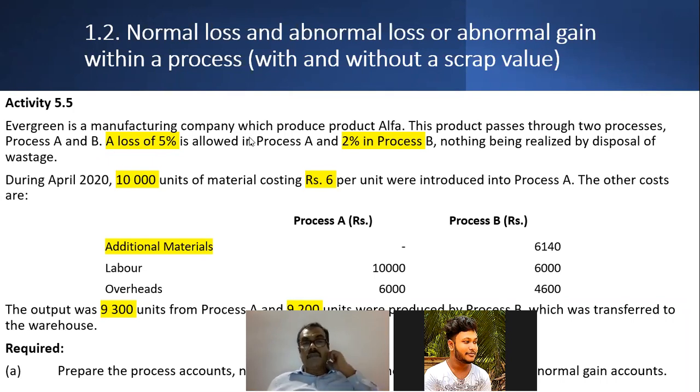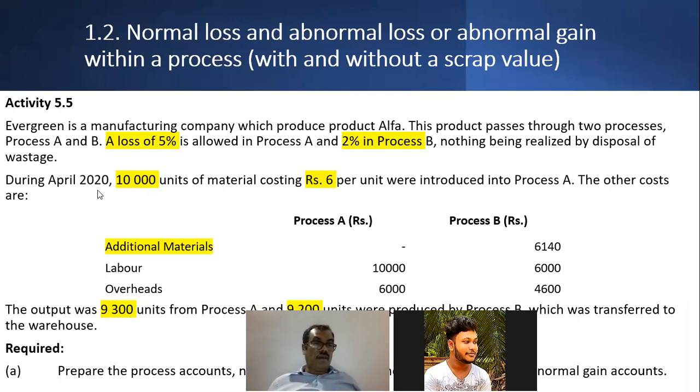Evergreen is a manufacturing company because here there are processes. A manufacturing company which produces product alpha. This product passes through two processes, process A and process B. A loss of 5% is allowed in process A and 2% in process B. Nothing is realized by disposal of wastage, so there is no scrap value for simplicity.